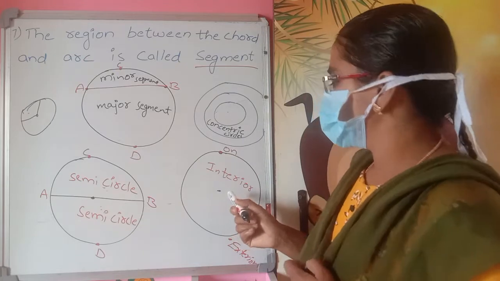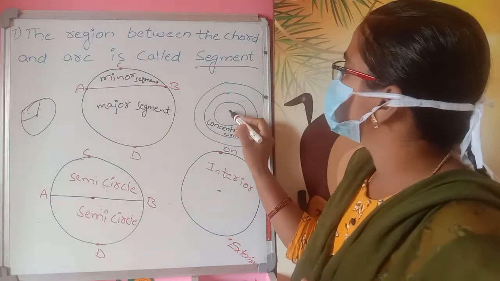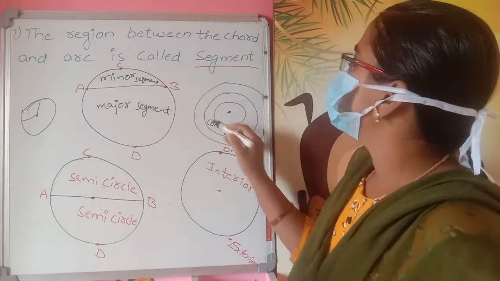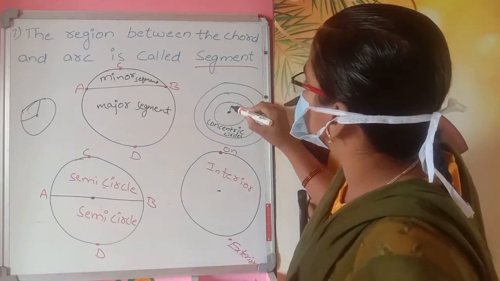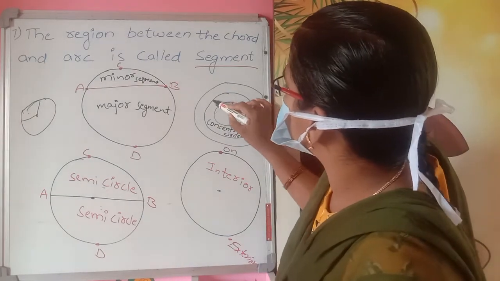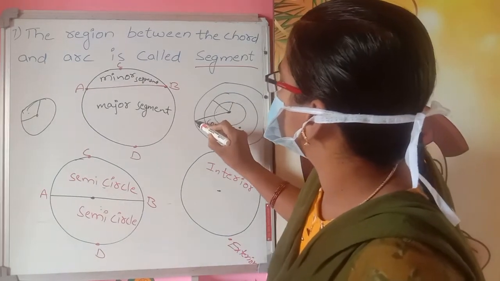Next, if you take circles with the same center and different radii, this is its radius, and this is its radius.